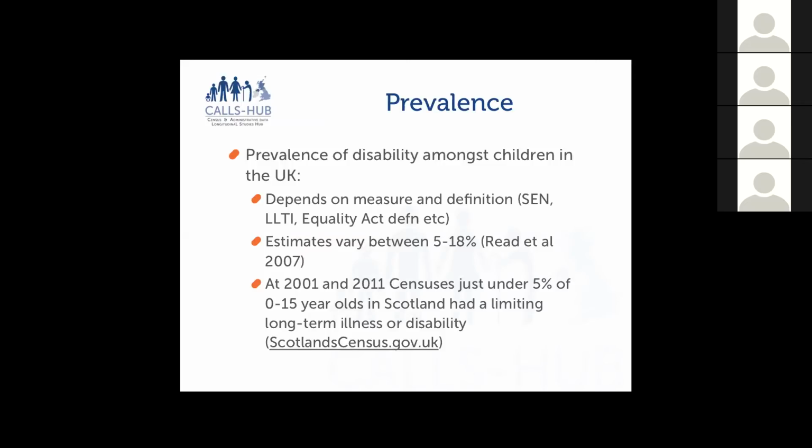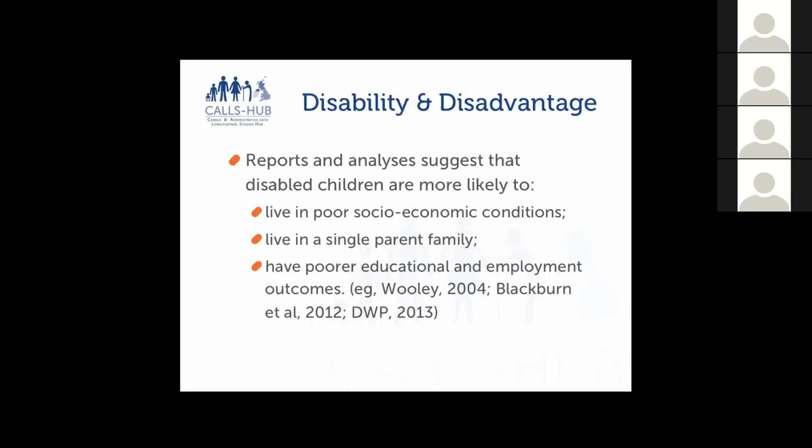And certainly in Scotland, at the 2001 and 2011 censuses, just under 5% of 0 to 15-year-olds in Scotland had a limiting long-term illness or a disability. So reports and analyses suggest that disabled children are more likely to be disadvantaged. They're more likely to live in poor socioeconomic conditions. They're more likely to live in a single parent family, and they're more likely to have poor educational and employment outcomes.